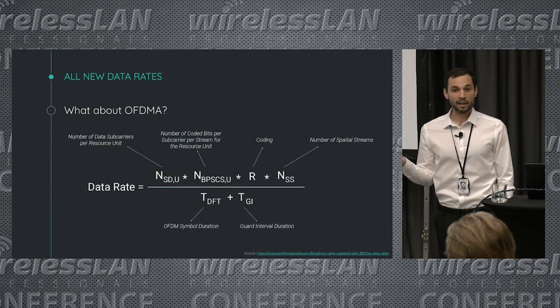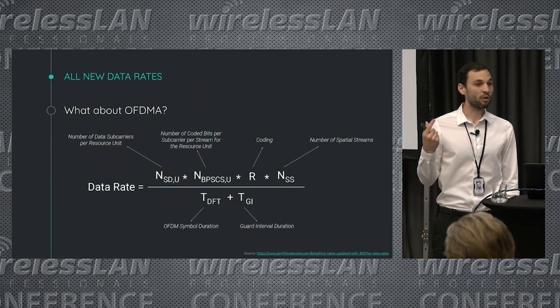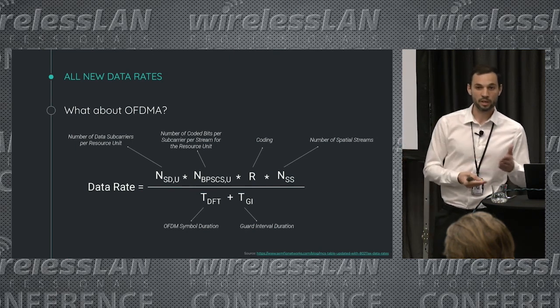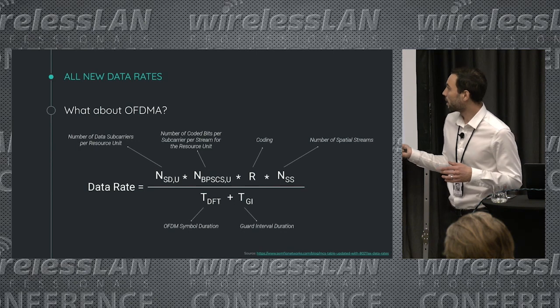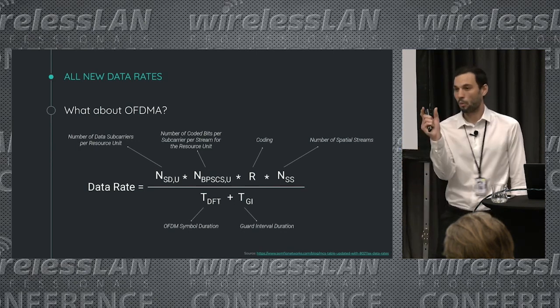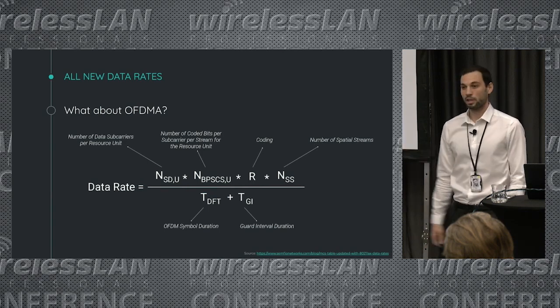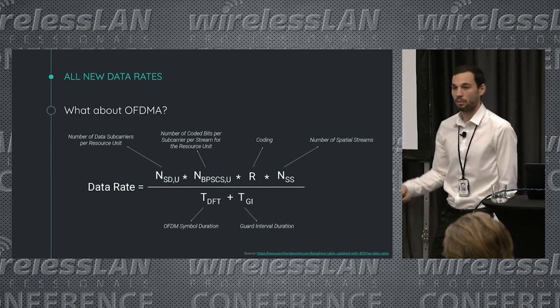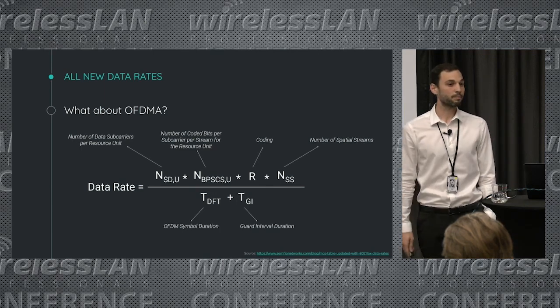And what about OFDMA? It's pretty much the same, except that in OFDMA, instead of talking about channel width, we talk about resource units. So you need to understand how many data subcarriers you have in your resource units, pretty much how wide it is, and how many encoded bits you have depending on your modulation techniques. But it's pretty much the same calculation afterwards.